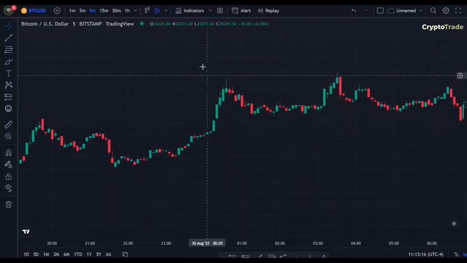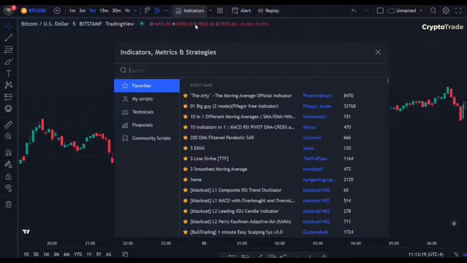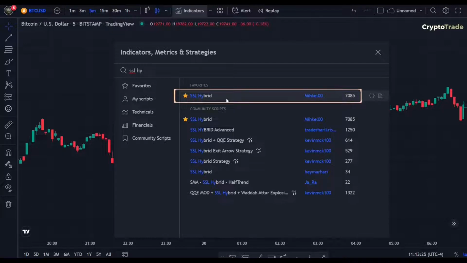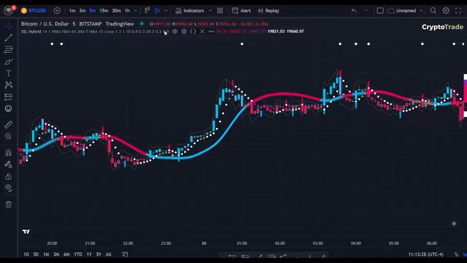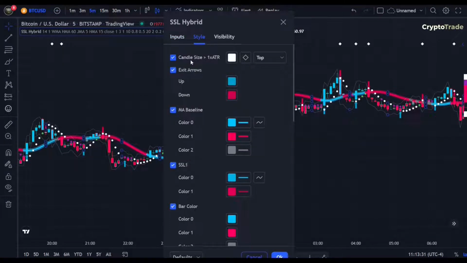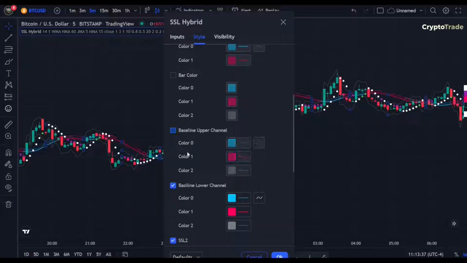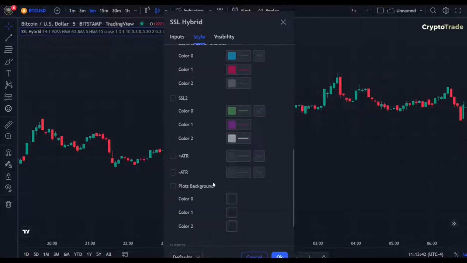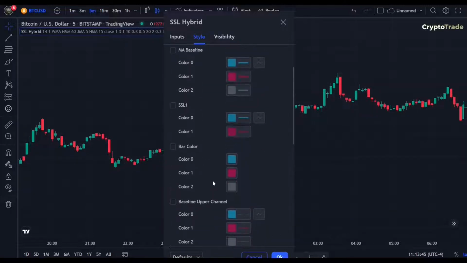To add the first indicator to the chart, open the indicator search bar in Tradingview and type SSL HYBRID. Select this indicator, as shown here in the video. In the Style tab, uncheck all the checkboxes. Now, select just the bar color checkbox.